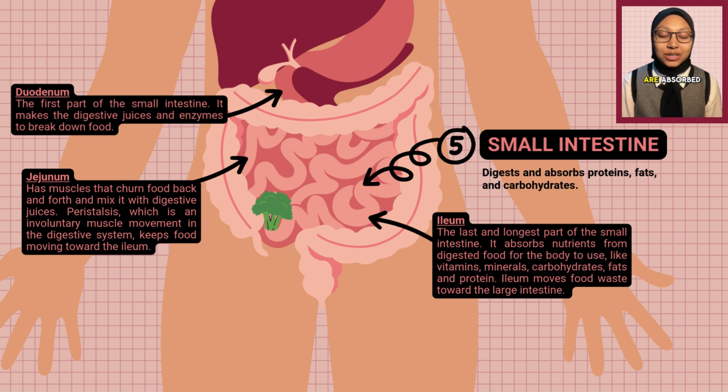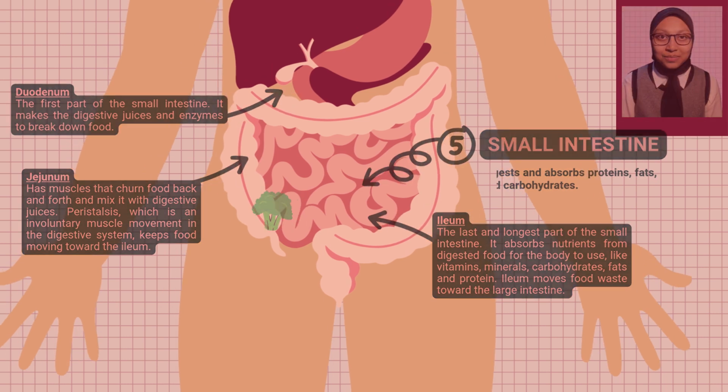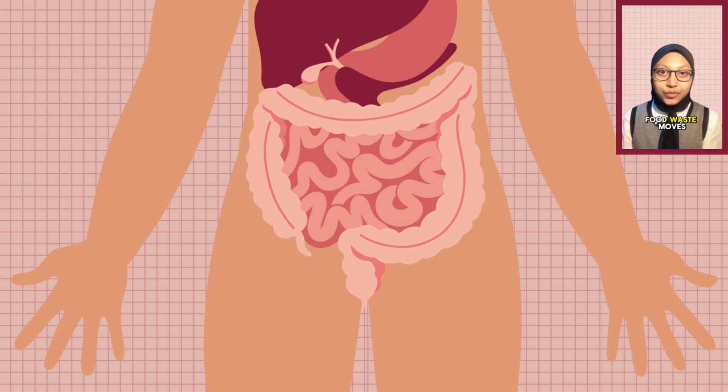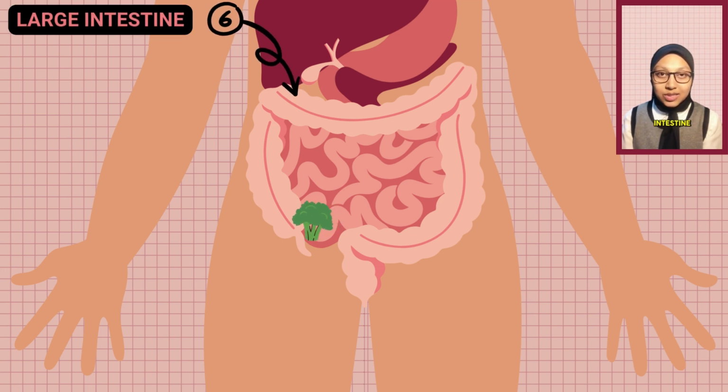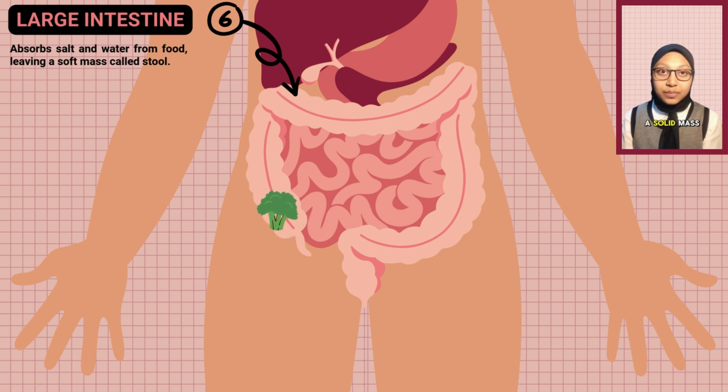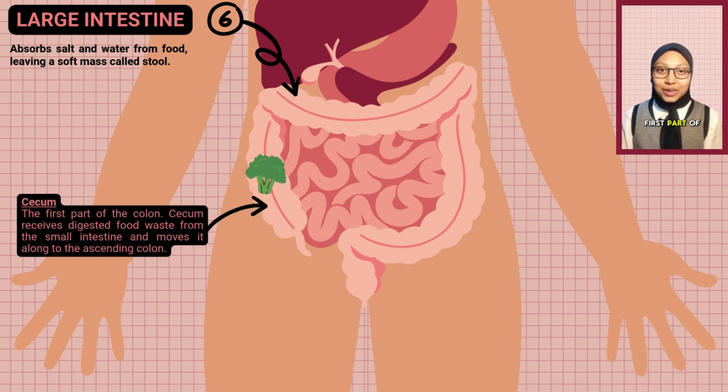After these nutrients are absorbed, the remaining waste moves toward the large intestine. Without the ileum, our bodies would not be able to extract these vital nutrients for energy and growth. Now, the remaining food waste moves into the large intestine, where water and salts are absorbed, turning it into a solid mass called stool. We begin with the cecum, the first part of the colon.